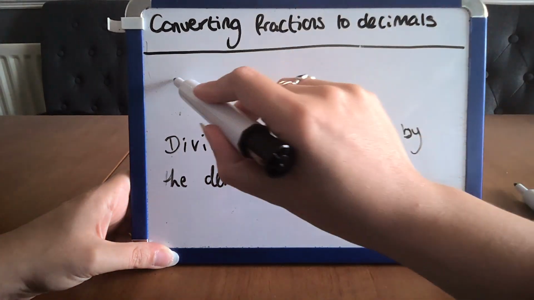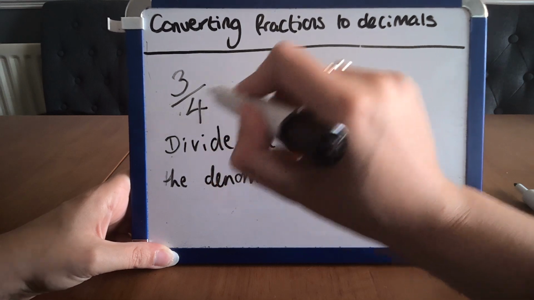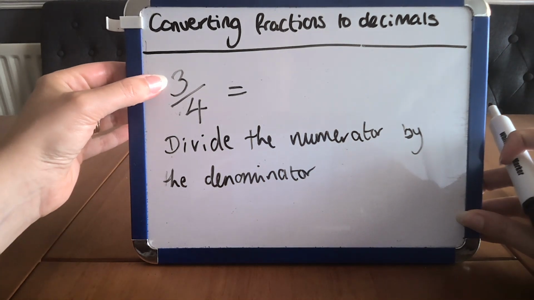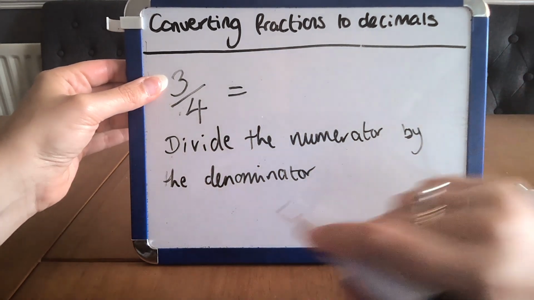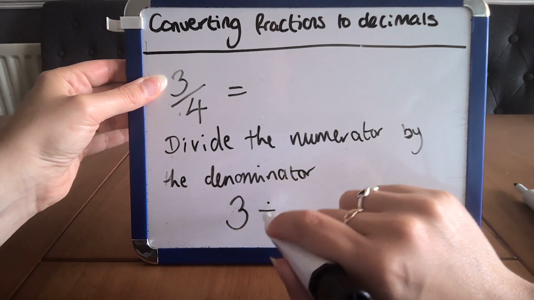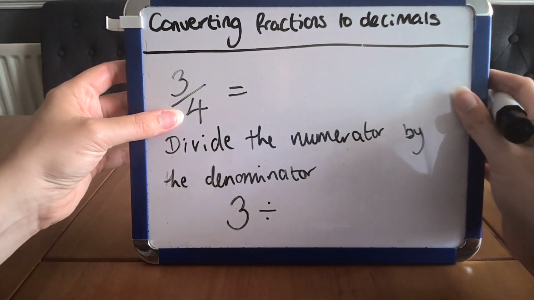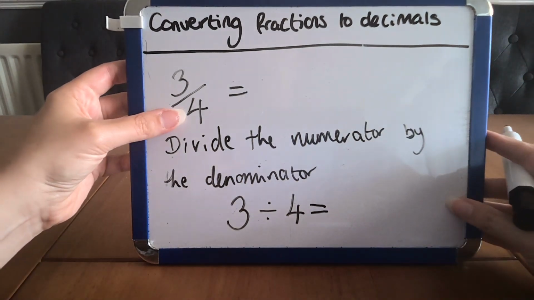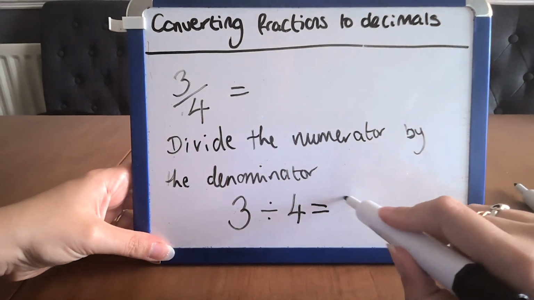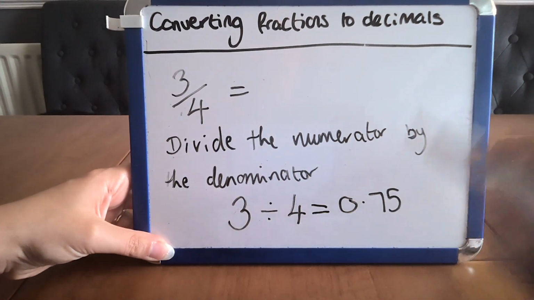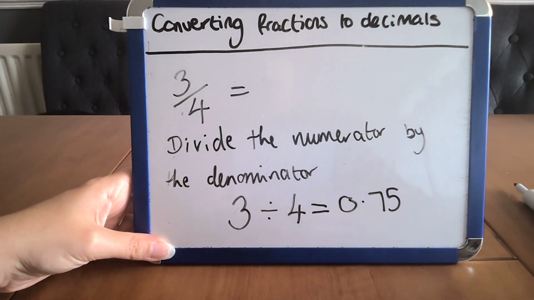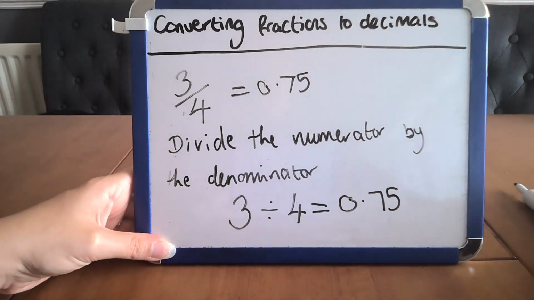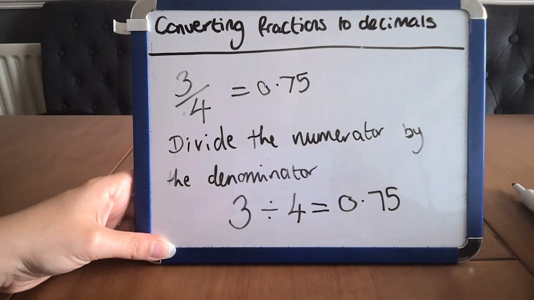If we then go through the same method for 3/4, we divide the numerator, the top number, which is 3, by the denominator, which is the bottom number, which is 4. 3 divided by 4 is 0.75.